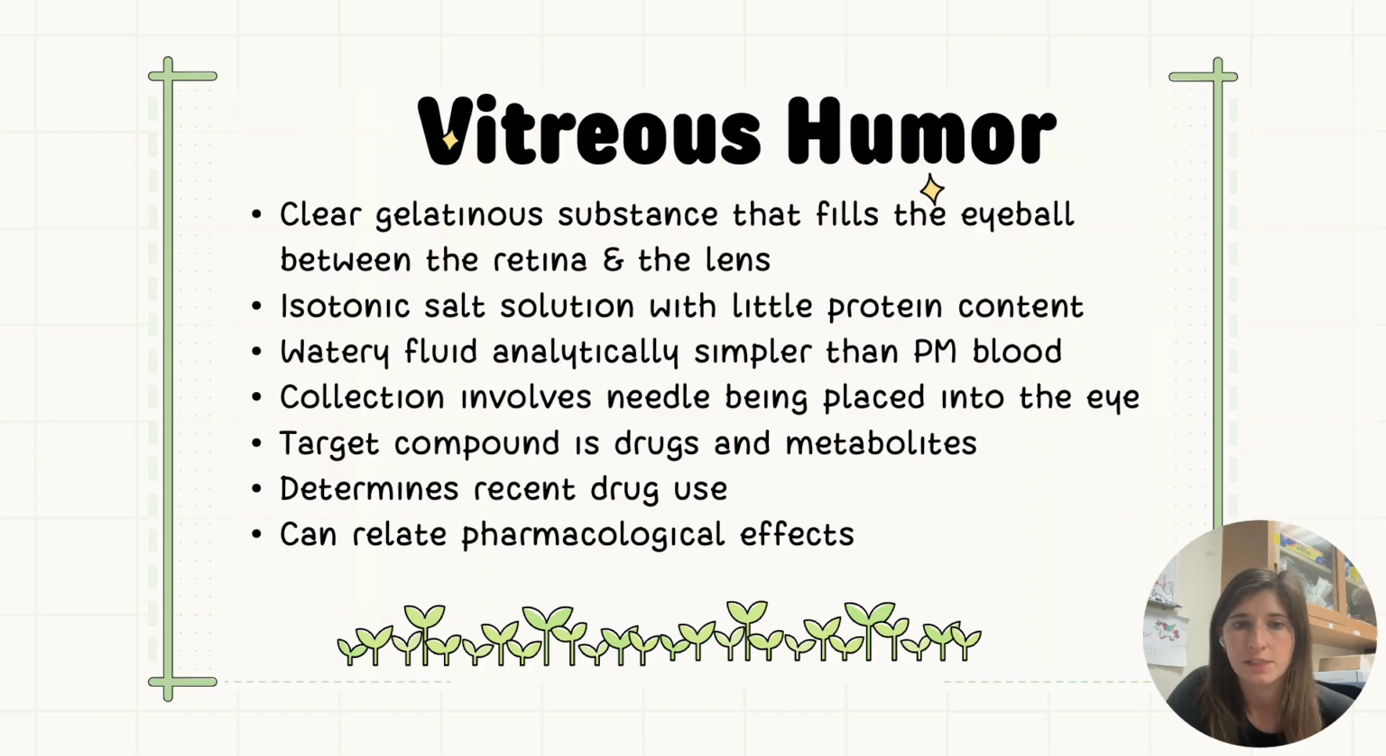Collection involves a needle being placed into the eye, and then the target compound is going to be either drugs or their metabolites, just like things that you would find in peripheral blood. And this can determine recent drug use. Its window of detection is also going to be hours to days or even less. Again, it's going to be very similar to blood concentrations, and we can relate pharmacological effects of drugs to vitreous humor since it is similar to our blood levels.